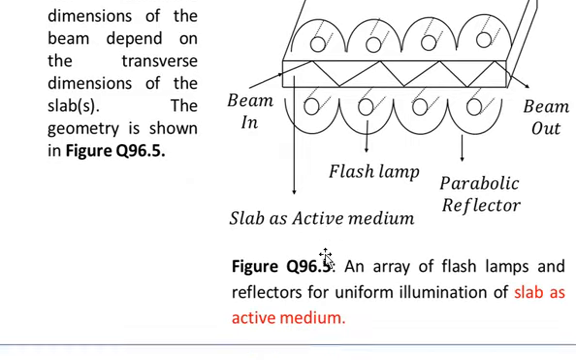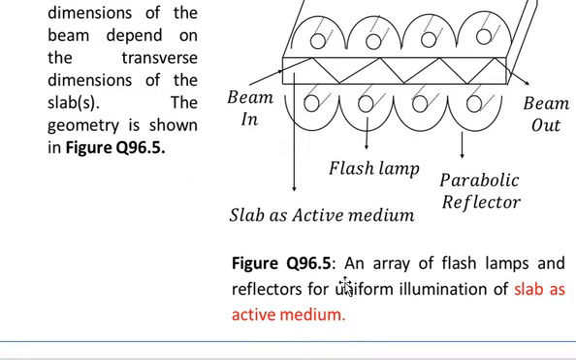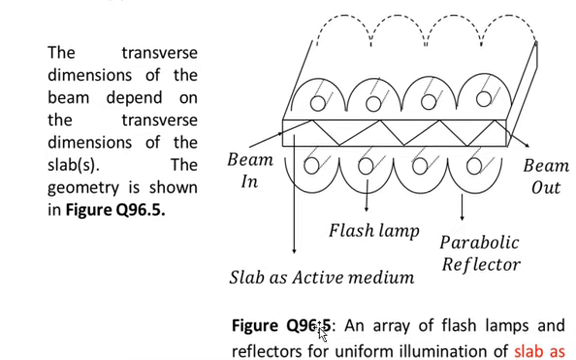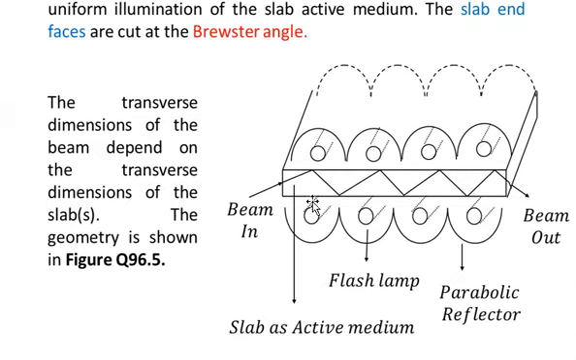You can have a look at this diagram. The caption is an array of flash lamps and reflectors for uniform illumination of a slab as the active medium. So you can see that there is a slab over here through which the light is passing in a zigzag. Here the beam will enter, and then of course it will undergo multiple reflections within the slab, and then it will leave at the other end as an output beam.